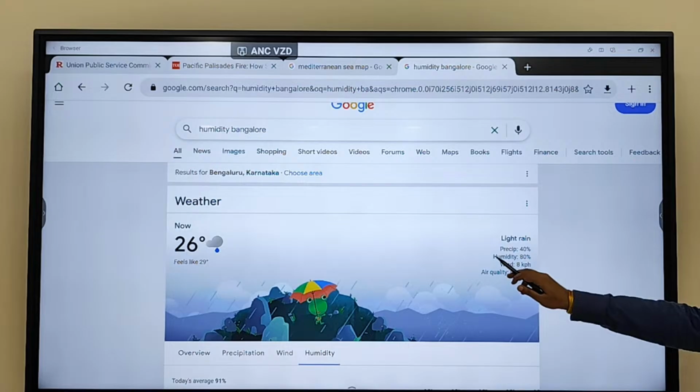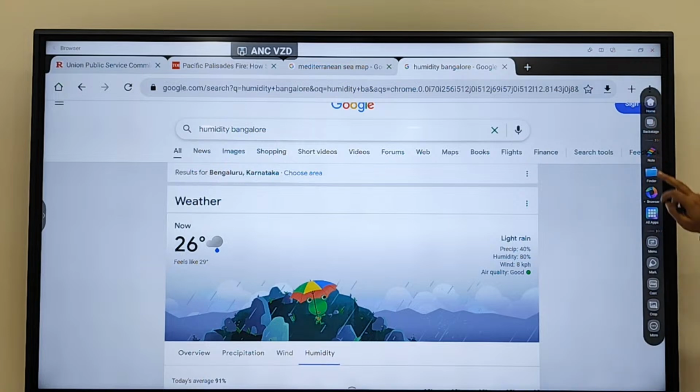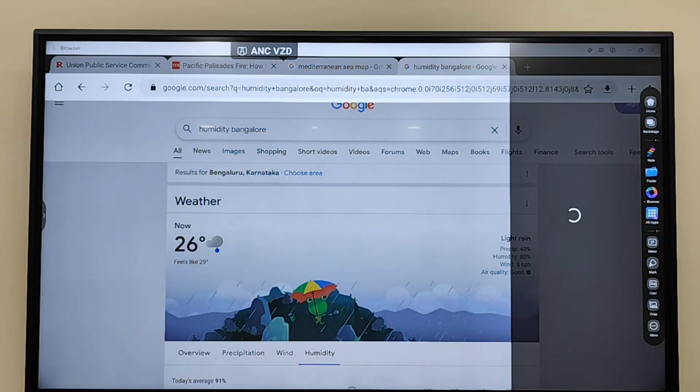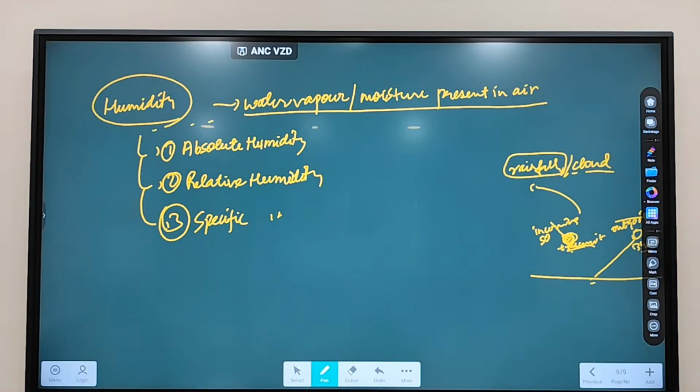Yes. Okay. So the humidity you are seeing in the news bulletin, which type of humidity is that? Relative humidity. So remember that humidity can be measured in three different aspects, which are referred to as absolute humidity, relative humidity, as well as specific humidity. It is measured in three forms.